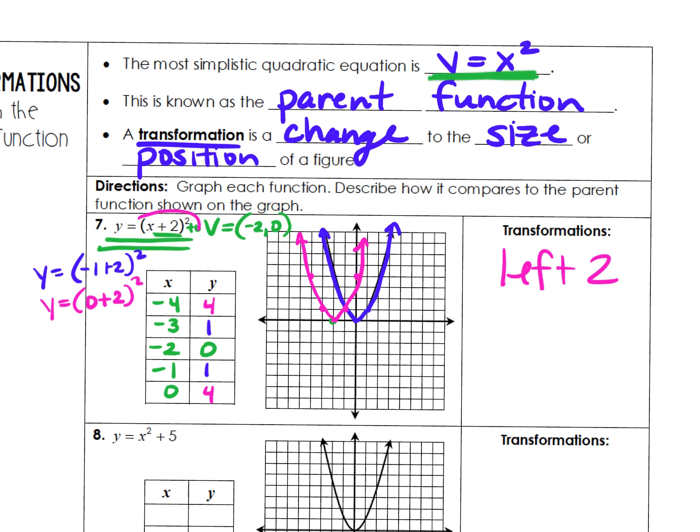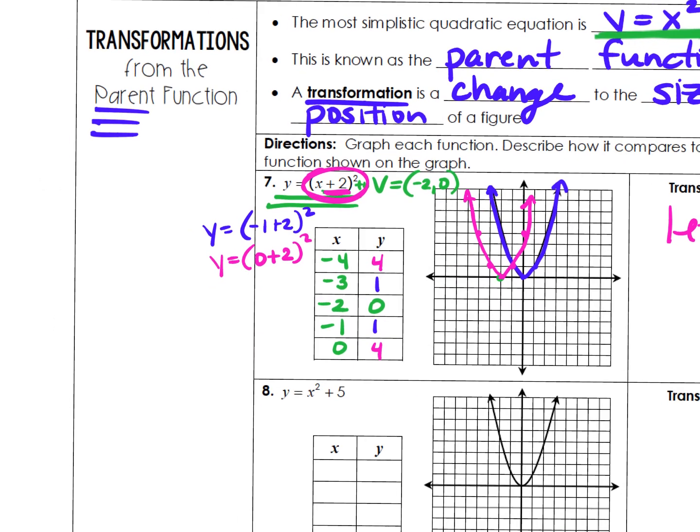Look at this. X plus 2 squared. Remember what we said? This is opposite of what you would expect. So plus 2, think of it as minus 2. Minus 2 would be 2 to the left for your x's. Okay? So when it's inside, maybe you want to write this over here.